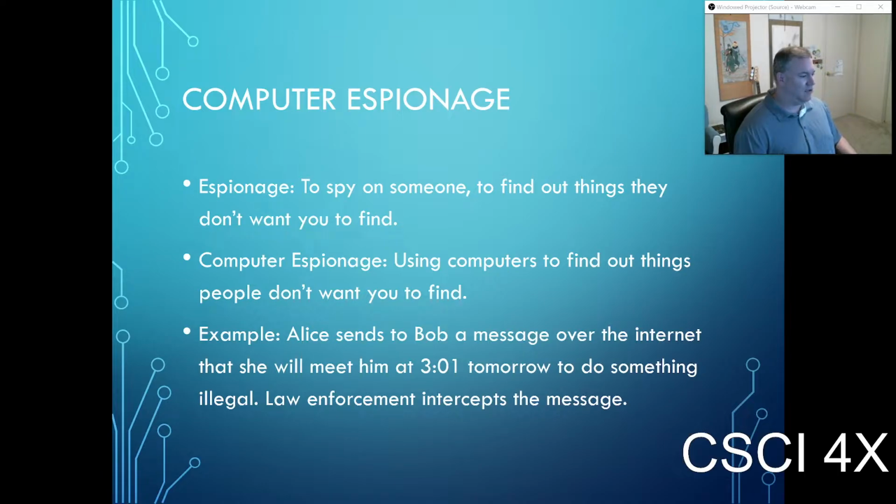Share the book in chat. I can't share the book in chat, but it's called Cyber Spies. There. So, there you go. By Corera.